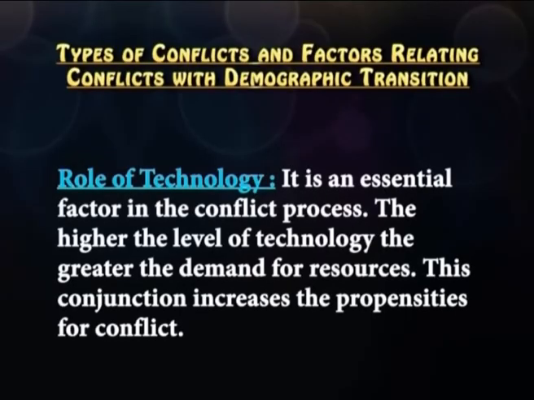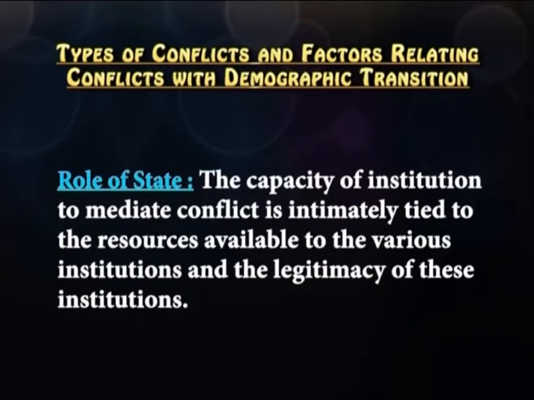The factors that relate conflict outcome to the demographic factors are as follows. Role of technology. It is an essential factor in the conflict process. The higher the level of technology, the greater the demand for resources. This conjunction increases the propensities for conflict. Role of state. The capacity of institutions to mediate conflict is intimately tied to the resources available to the various institutions and the legitimacy of these institutions. If perceived as non-legitimate, intervention by the state to deflect conflict processes can actually accentuate them.